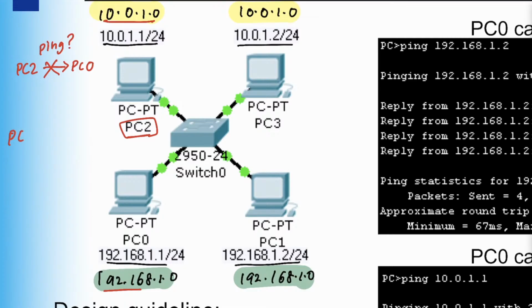Now, another example, PC2 go to PC3. Do you think they can ping or not? The trick is just to see whether they are in the same network. So let's see. 10.0.1.0, 10.0.1.0. This is the same. So yes, this one can ping. So this is rule number 4. If you are in the same LAN, you can ping.